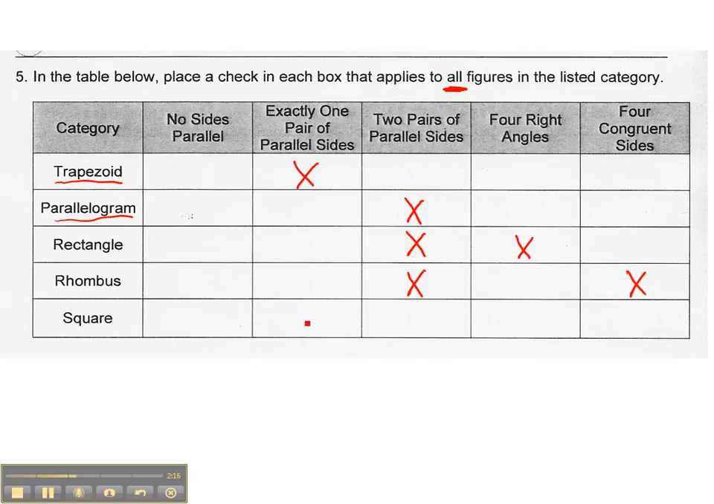Squares, no sides parallel, that's false. Exactly 1 pair of parallel sides, that's false. 2 pairs of parallel sides. 4 right angles and 4 congruent sides. All squares have 4 right angles and 4 congruent sides.